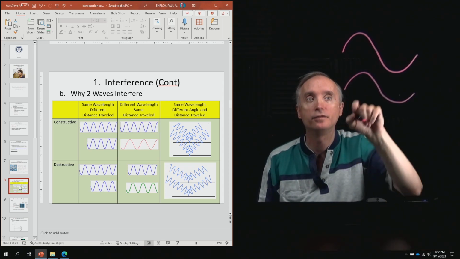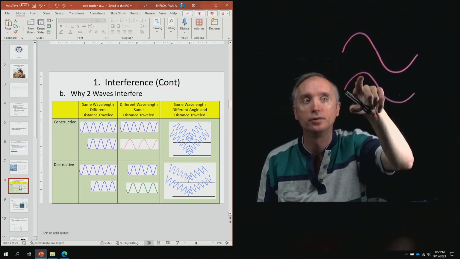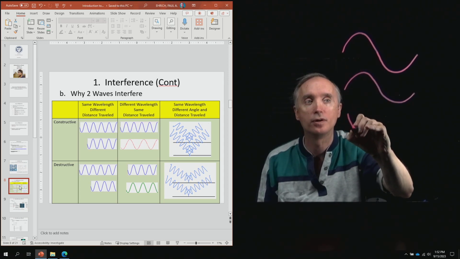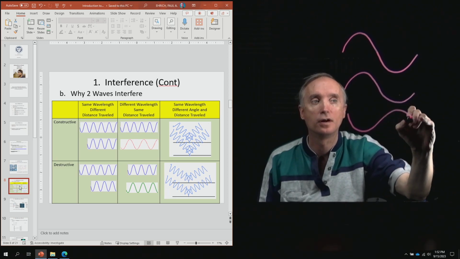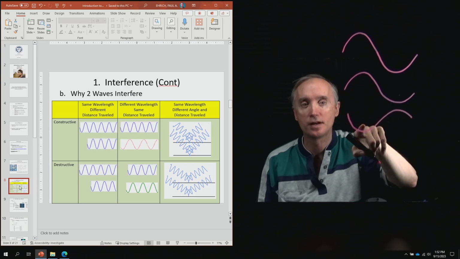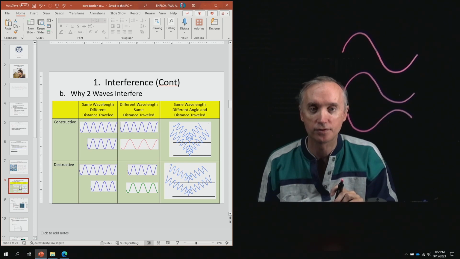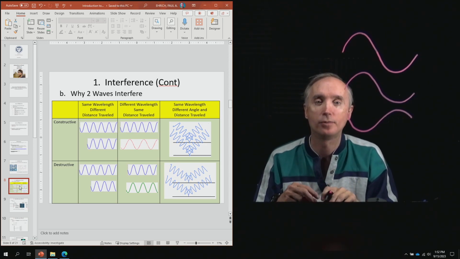But if you're going to add, let's say, to this one, a wave that was the reverse of the one that you got, so when this one is at its maximum, this one's at its minimum, then you're going to have destructive interference. So how can this happen?